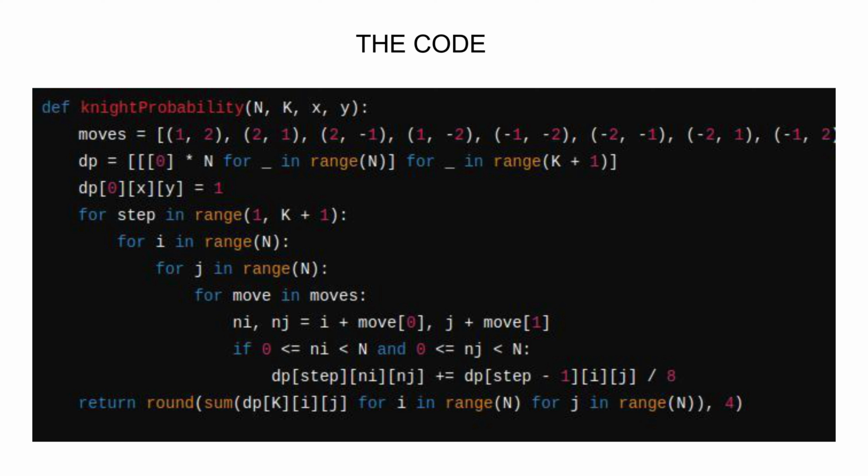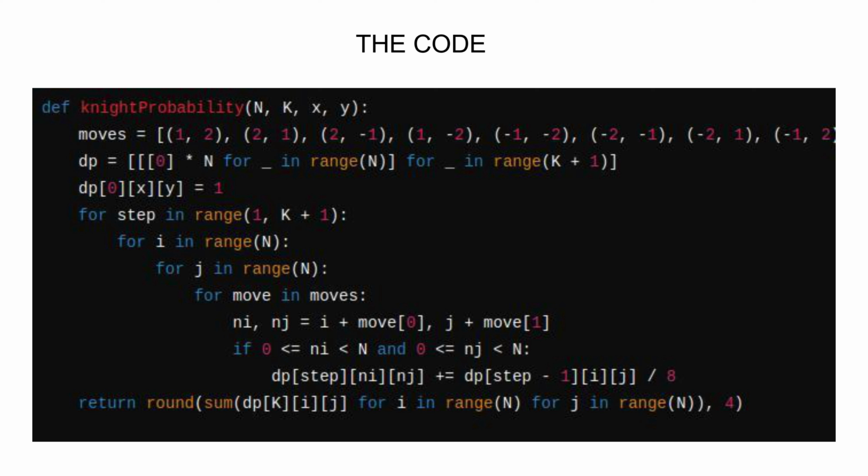The middle loop. This loop is for iterating over rows. This loop iterates over each row of the chessboard. The i represents the current row's index. This loop runs from 0 to n-1, covering all the rows on an n cross n chessboard. This allows us to examine every possible position on the board for each step.